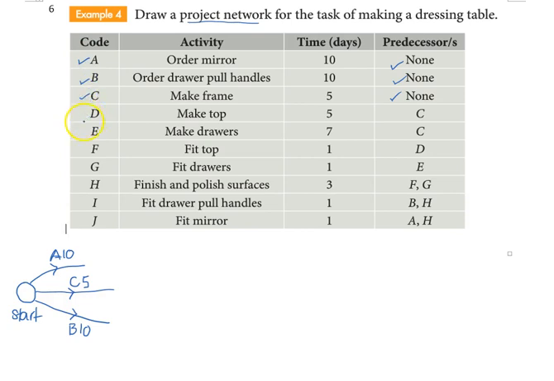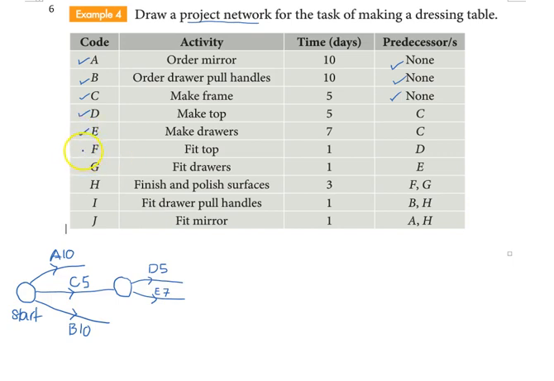So let's look at D. D, make top, the time is 5, predecessor is C. That means I need to wait for C to finish. So I draw a circle over here, C finish. Therefore, I start D, and D's duration is 5. And for E, make drawer, 7 days, depends on C. So once C finishes over here, I can straight away start E. Duration is 7. Okay, so remember this is the correct way to draw.